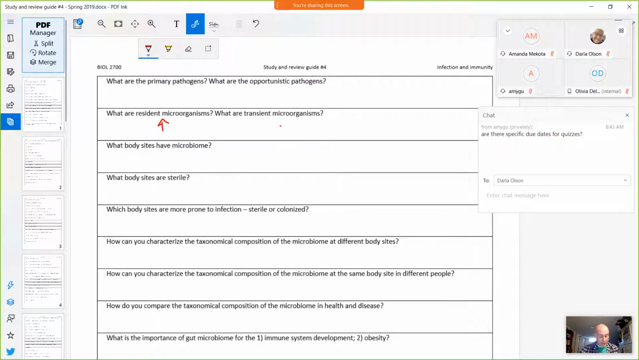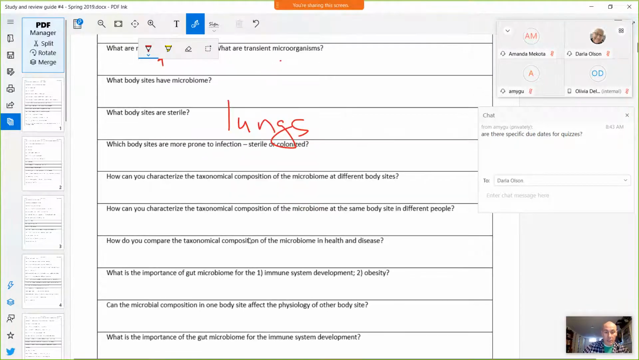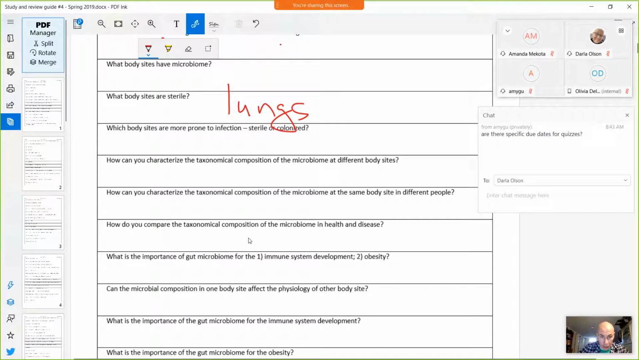Now, body sites. So remember, there is a little list of body sites with microbiome and without. And there are a few question marks. Of those question marks, probably the most important one is the lungs. So generally we assume that lungs do not have a resident microbiome. You can get microbes in there, but they are not resident. Well, obviously, body sites that are sterile are more prone to infection.